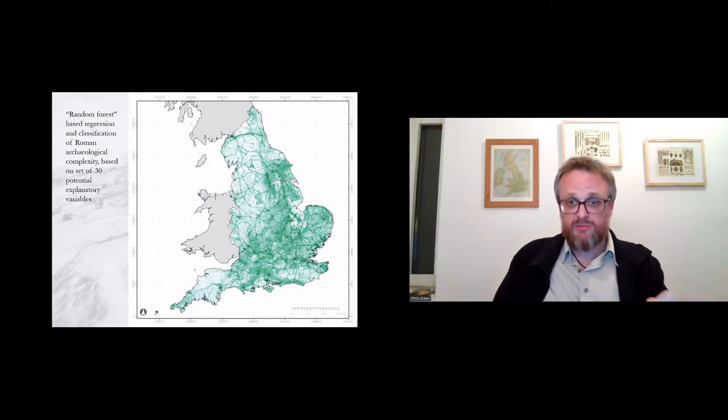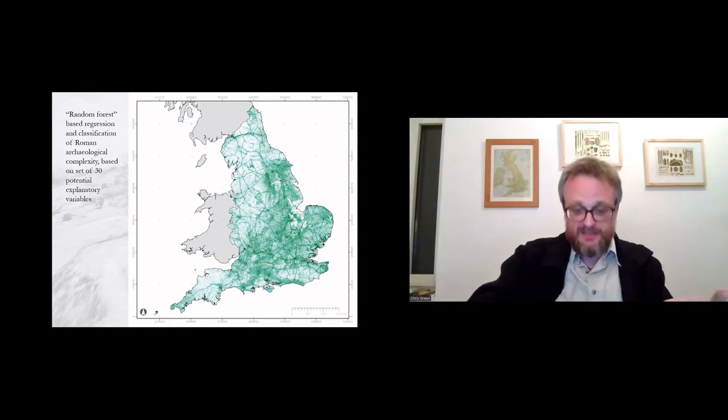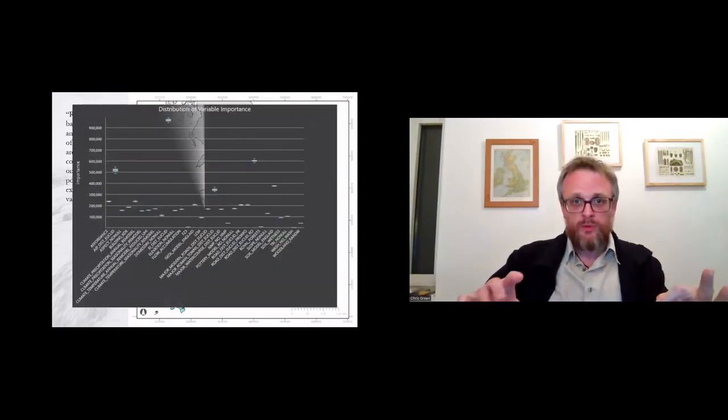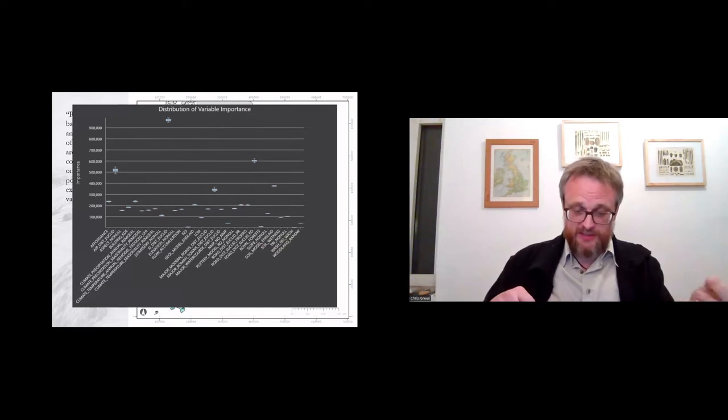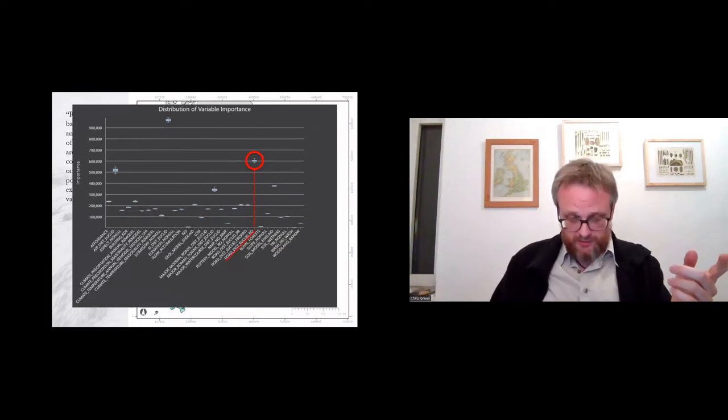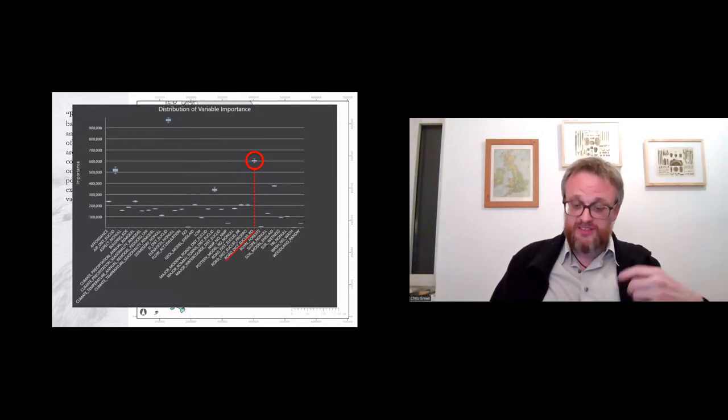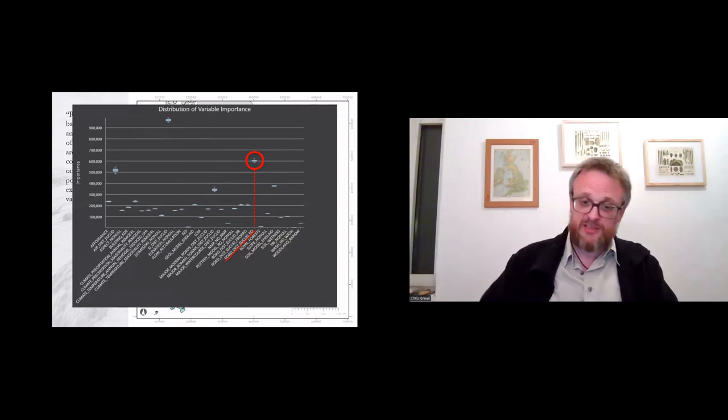Hopefully you can see how the roads really pop out of this model, particularly in the less dense areas. This graph shows the importance ranking of the explanatory variables. The highest value is for density of excavations, unsurprisingly, but the second highest value is proximity to Roman roads, as circled in red. This suggests that the presence of a Roman road is a very good predictor of the presence of further Roman archaeological remains. Obviously, this isn't a surprising result, but it's one that is useful to be able to demonstrate statistically.